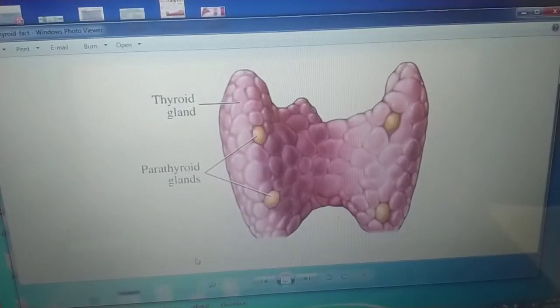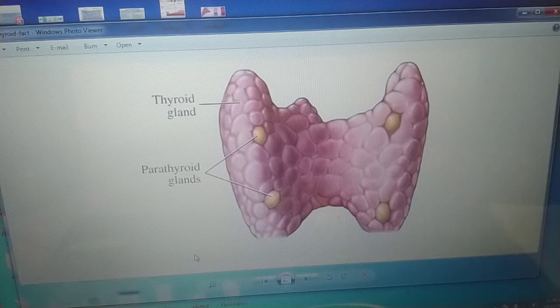So dear children, we are continuing with the lesson chemical coordination and integration. In this part we are going to discuss the parathyroid gland. The parathyroid gland develops from the endoderm of the embryo. The parathyroid gland consists of four special glands. They are located on the posterior surface of the lobes of the thyroid gland.